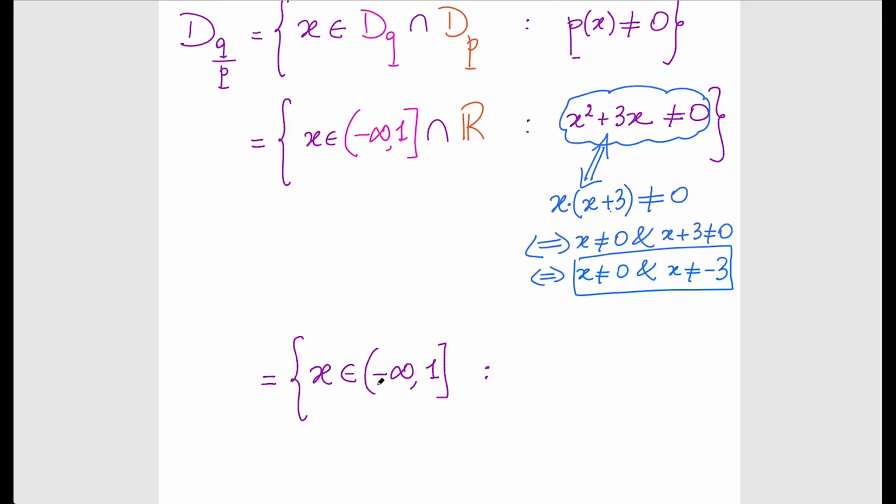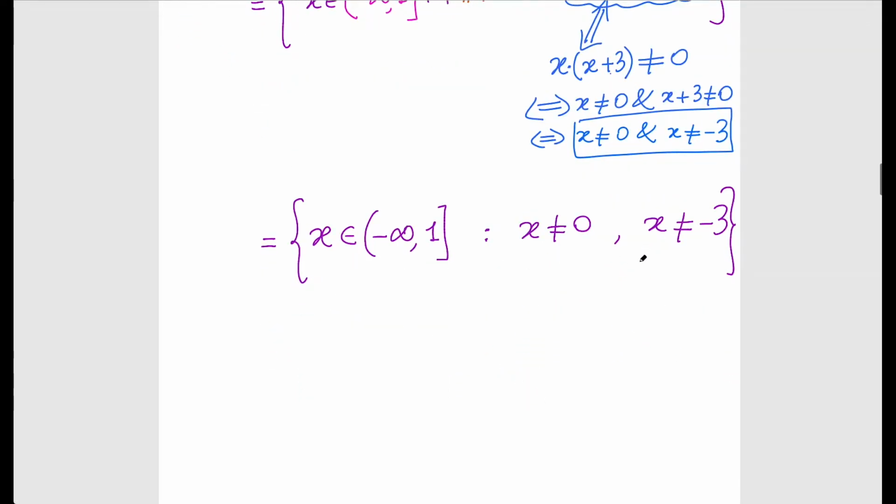Okay, so x should live here such that this should happen, and we unravel what this means in terms of x. It means that x should neither be 0 nor negative 3. Correct? So, long story short, the domain of the quotient function is the collection of all numbers that are at most 1, with the property that they're not 0 nor negative 3.